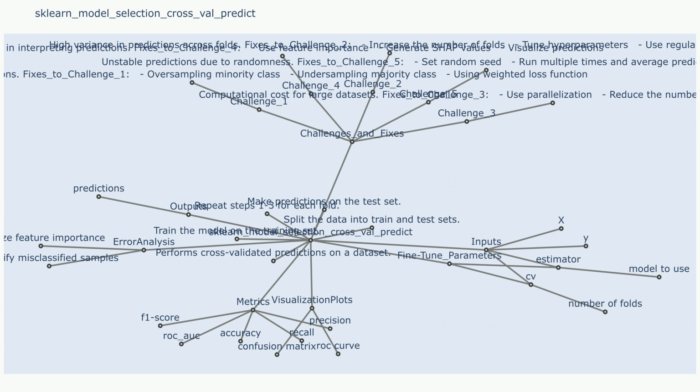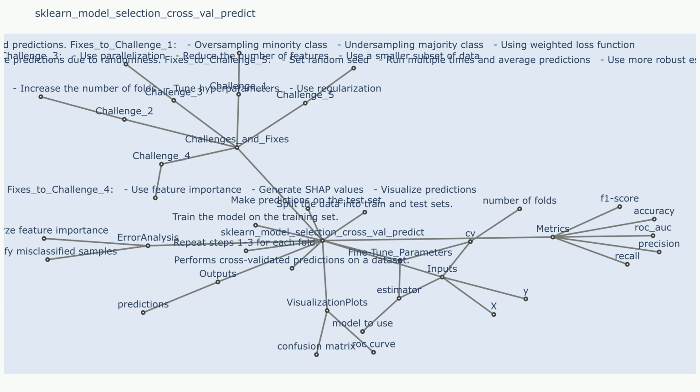Fine-tune parameters. CV: experiment with different cross-validation strategies, e.g. K-fold, stratified K-fold, leave one out, to find the best approach for your data and model. n_jobs: set this parameter to a positive integer to use parallel processing for faster execution. The value determines the number of cores to use. Method, if needed: use predict_proba or decision_function to obtain probabilities or scores, respectively.